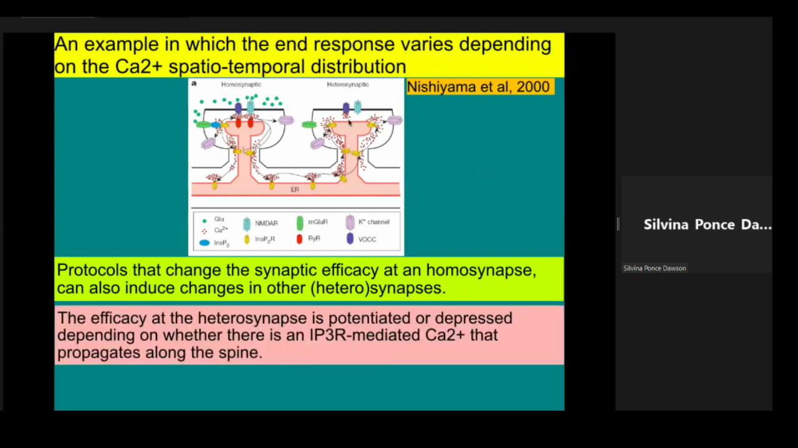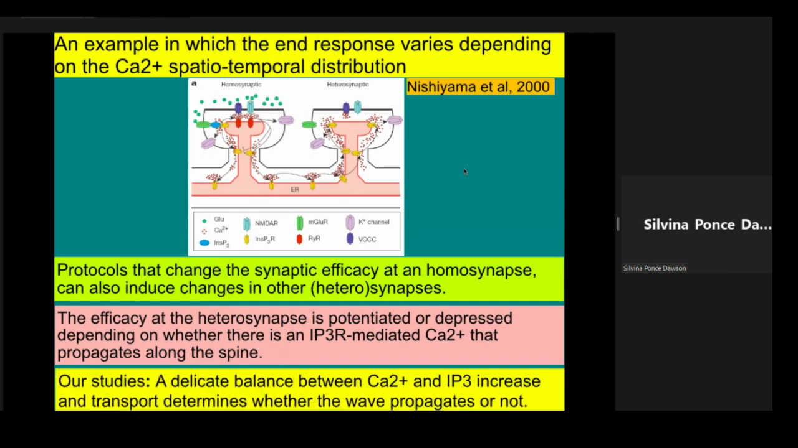The way that you change the strength of the synapse at the heterosynaptic terminal depends on whether there is a calcium wave that is able to propagate from one spine to the other. So if it remains localized, you do something different to this other synapse than if there is this calcium wave.